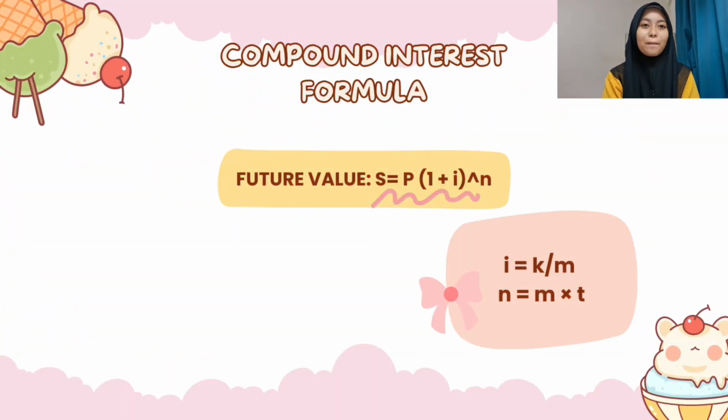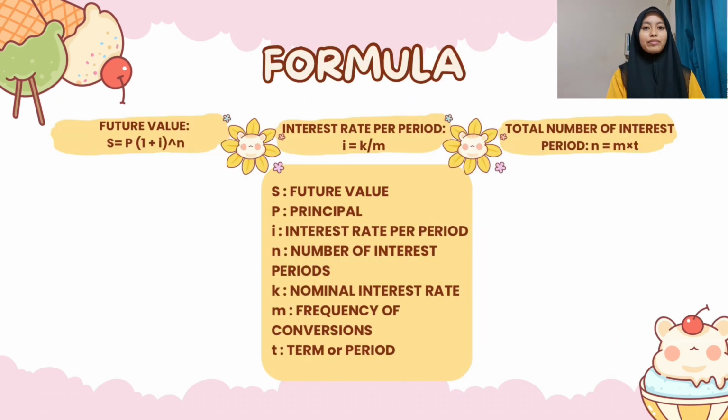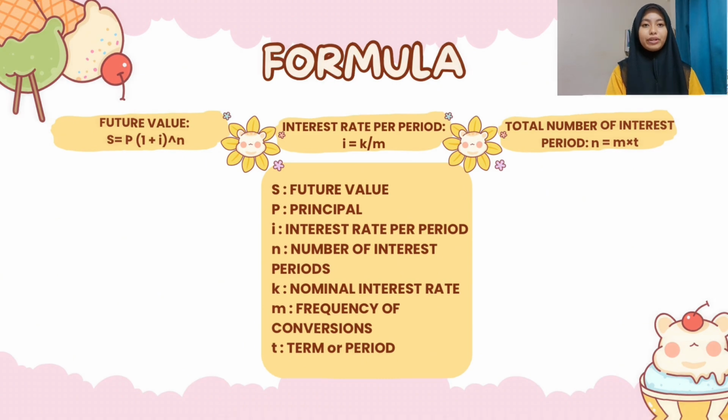Firstly, we will be using the compound interest formula S equals P open bracket 1 plus i close bracket to the power of n, where i equals k per m. S is the future value, P is the principal, i is the interest rate per period, n is the number of interest periods, k is the nominal interest rate, m is the frequency of conversions, and t is the term of the period.